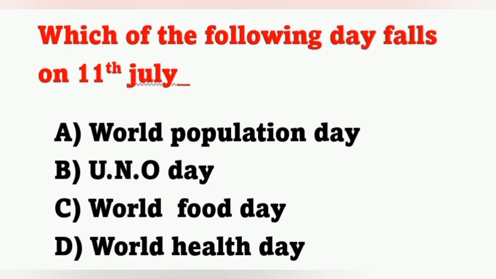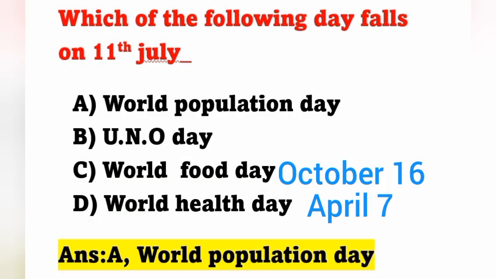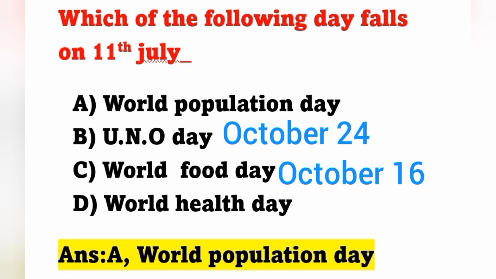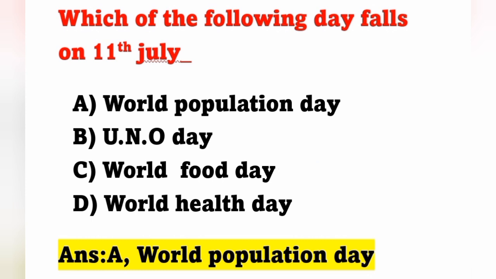And the next question, which of the following day falls 11th July? Options: option A World Population Day, option B UNO Day, option C World Food Day, option D World Health Day. July 11 is World Population Day. Option A is the correct answer. And the second option, UNO Day is October 24 and World Food Day is October 16 and World Health Day is April 7. Here July 11 is World Population Day.